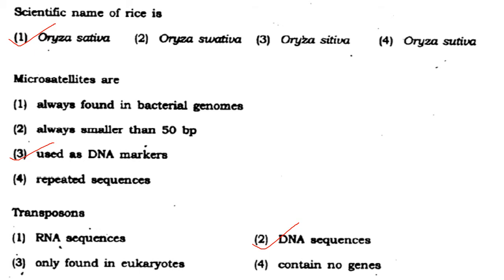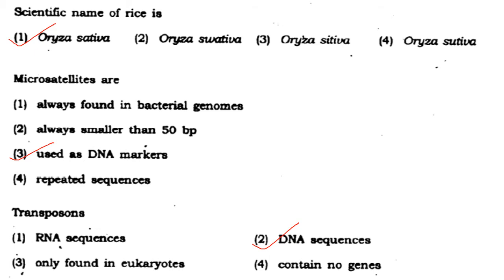Microsatellites are always found in bacterial genomes. 2. Always smaller than 50 base pair. 3. Used as DNA markers. 4. Repeated sequences. Answer is option 3 used as DNA markers.